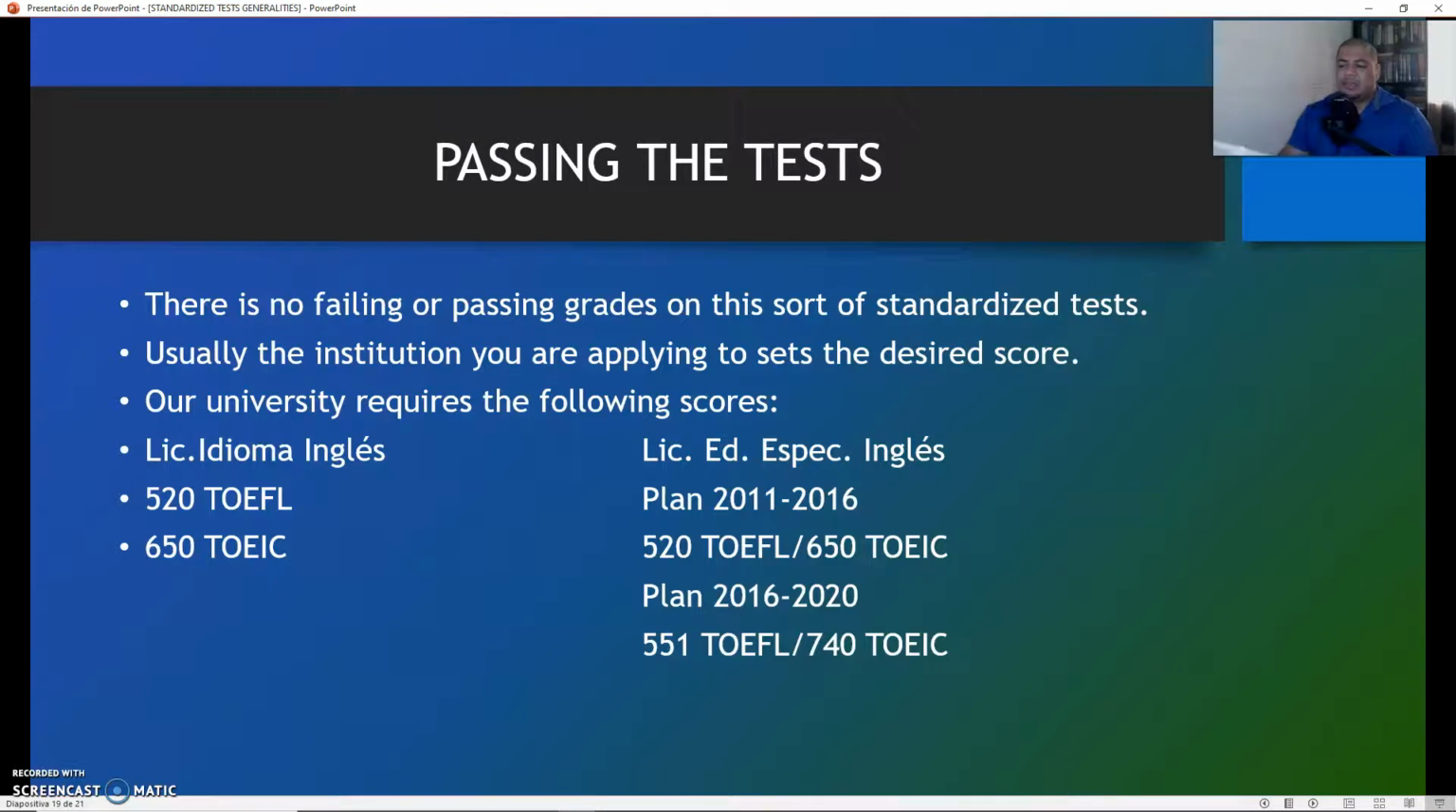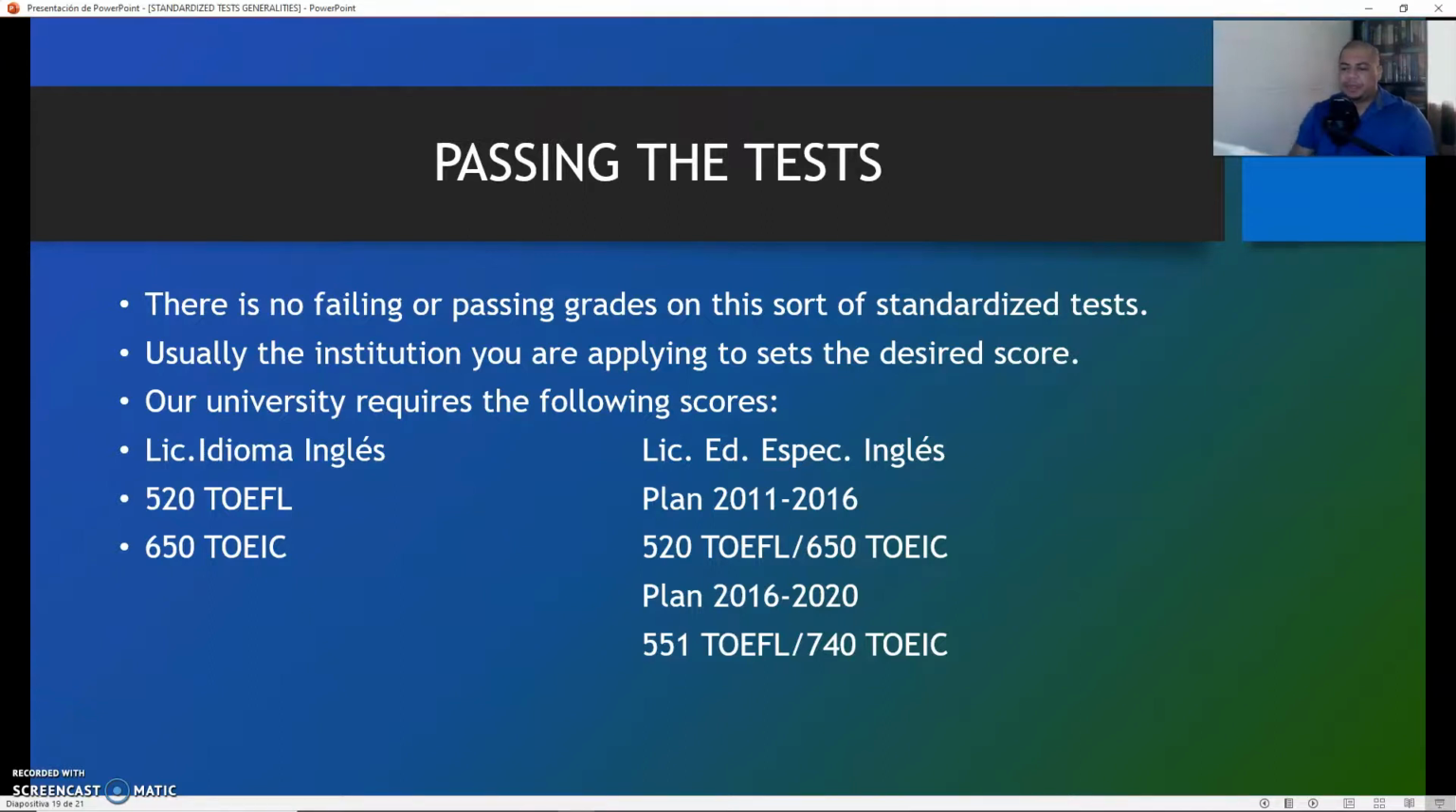And then Licenciatura en Idioma en Educación, they have different scores depending on their program, so that's a little different for them. But for you guys, if you take TOEIC, you only need 650 points. It's a very low score, really. And for TOEFL, you need 520 points. For TOEFL, that's paper-based TOEFL. For iBT, I think it's 80 points that the university is asking for.